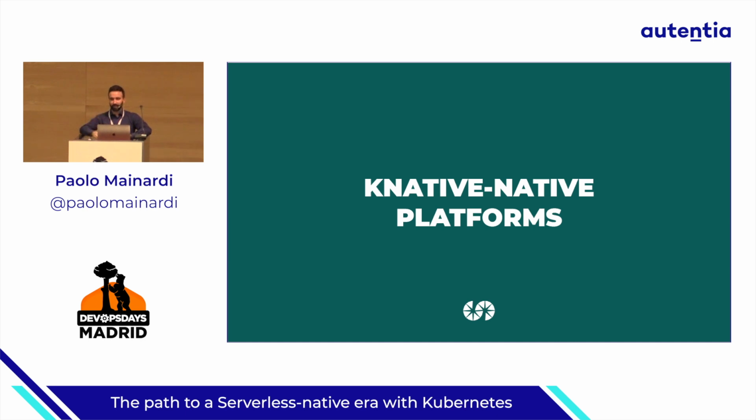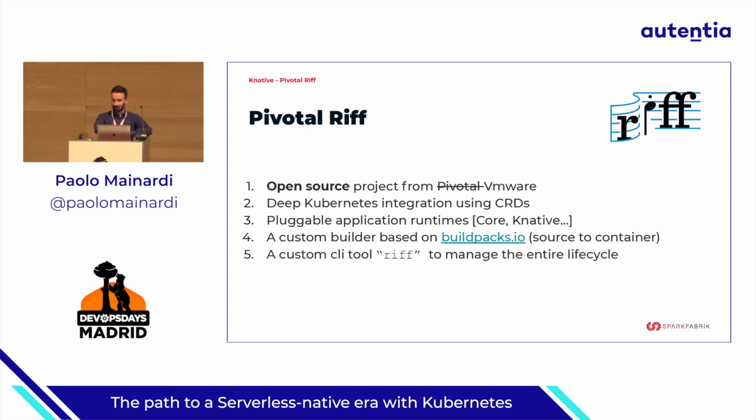So let's see some Knative-native platforms that are available today. One of the most advanced, to me, is the one from Pivotal, called Riff. It's an open source project from Pivotal, but they have now been acquired by VMware. It has a deep Kubernetes integration using CRDs, so it's using native APIs. It's pluggable, so now you can choose between Knative or Core. You are not forced to use Knative, but as an end user it always behaves like a serverless platform. They pick from Knative just the serving part, because they decided to implement something from scratch to create the containers, and they are totally based on buildpacks, which is another CNCF standard.